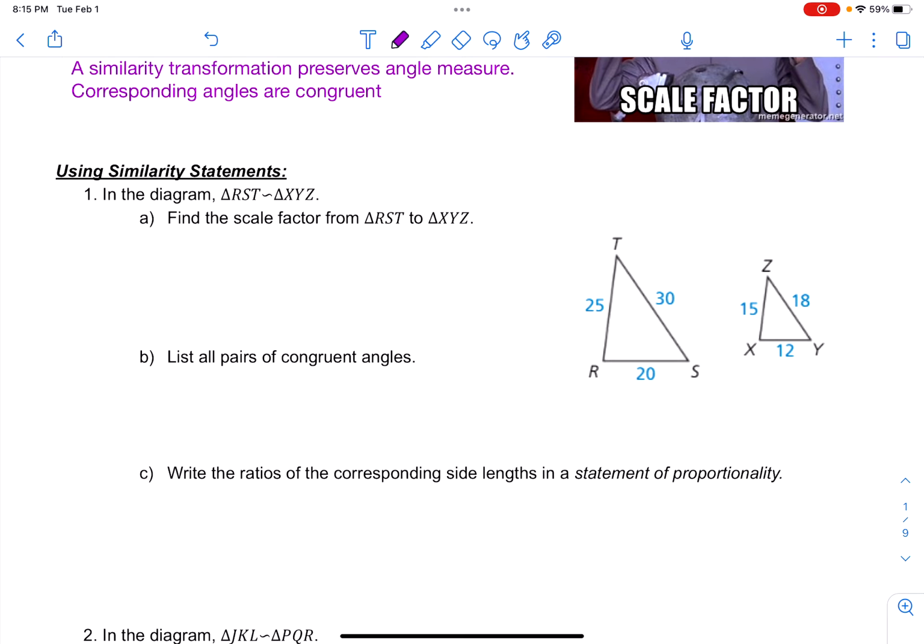Now, this is where it is a little tricky because we read this as, okay, we're going from RST to XYZ, so we need to put RST first. However, when we're looking at our scale factor, that's not how we do this. You will always put your second triangle shape first.